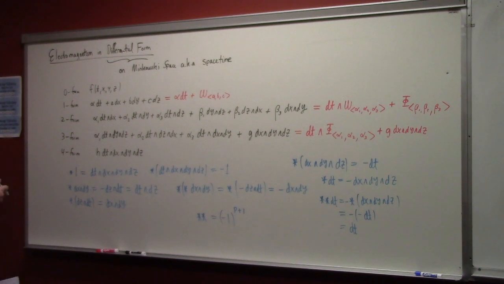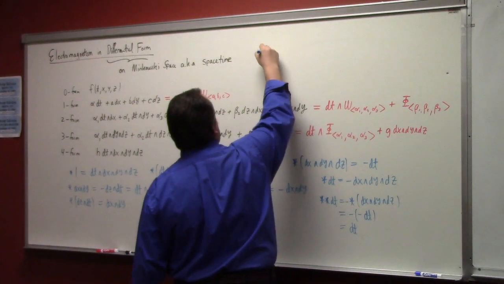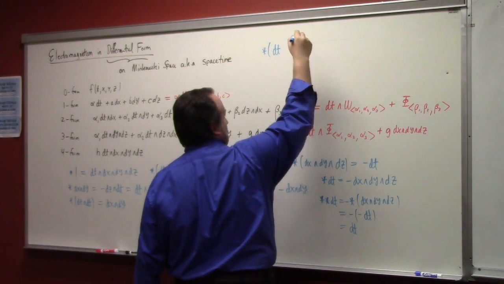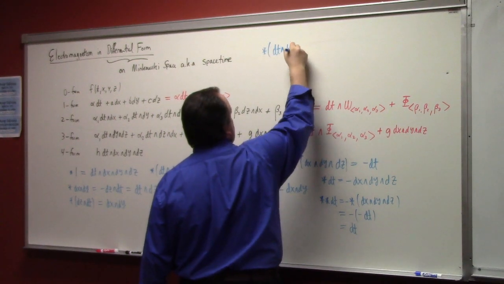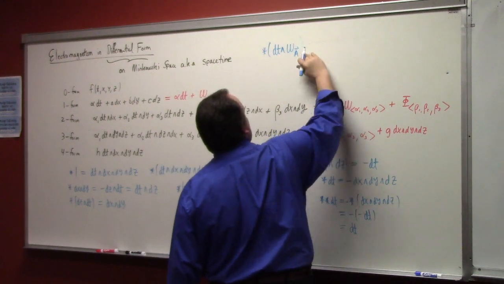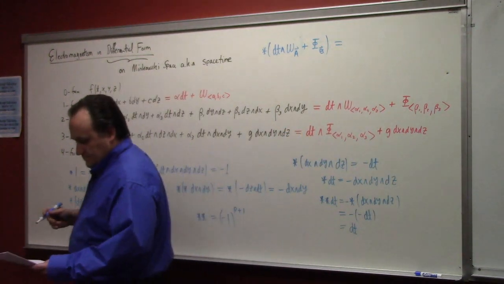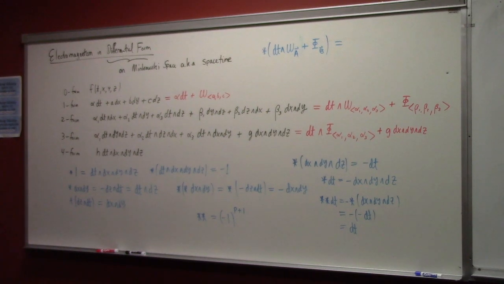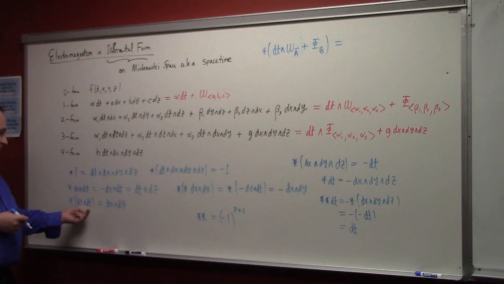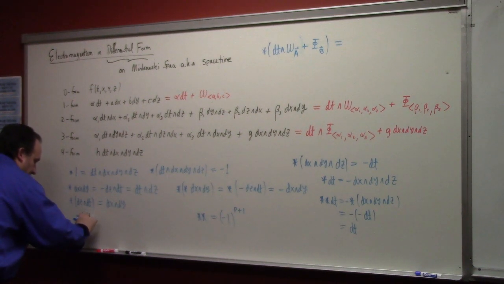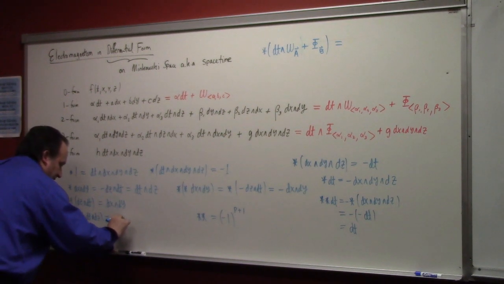All right, so, great. What is the Hodge dual? How does it actually work here? What's the Hodge dual of, like, dt wedge omega of a vector A, let's say, plus phi the B vector? What would that be? Let's see if I've written enough to figure that out. The Hodge dual of dt wedge dz, right, is minus dx wedge dy.